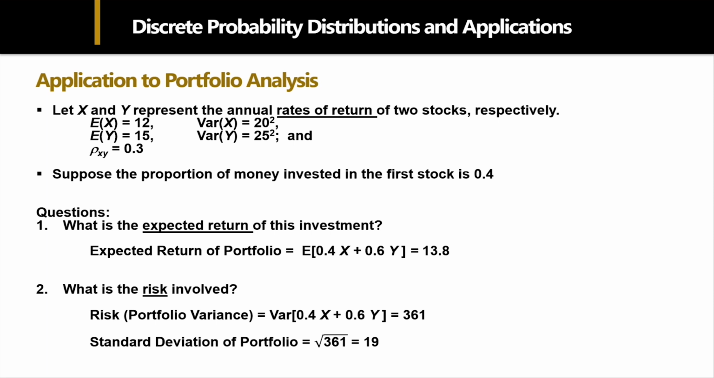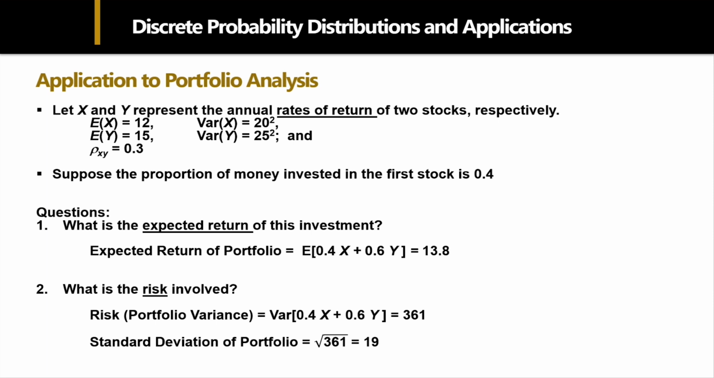The risk is a little bit more complicated because we have to use the longer nonlinear calculation from the previous slide, but we will end up with a variance of 361. Take the square root of that for the standard deviation and get to 19.